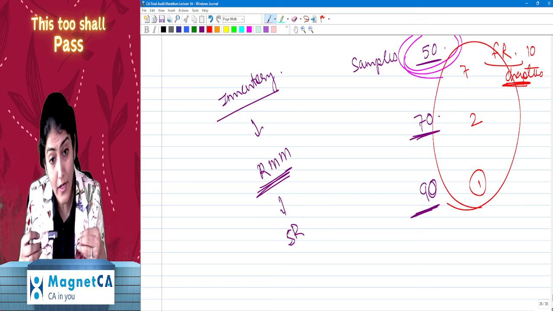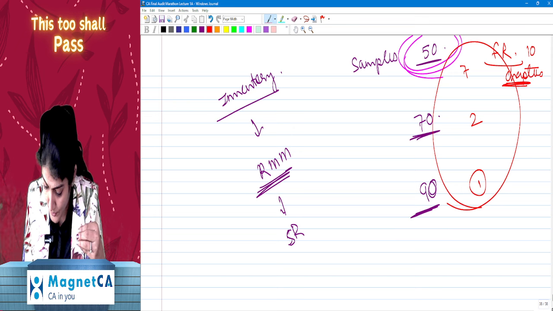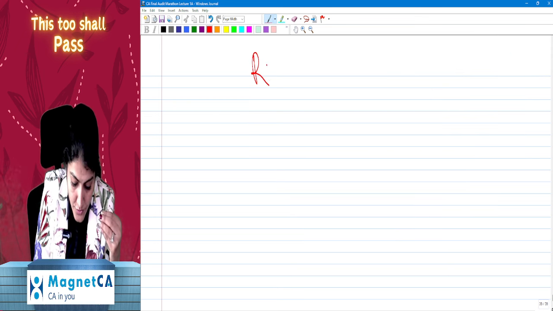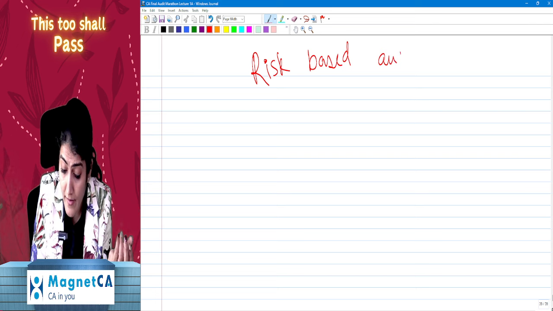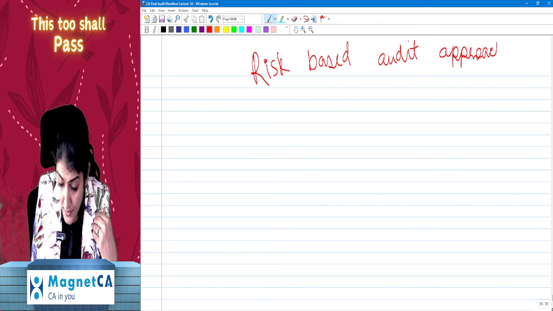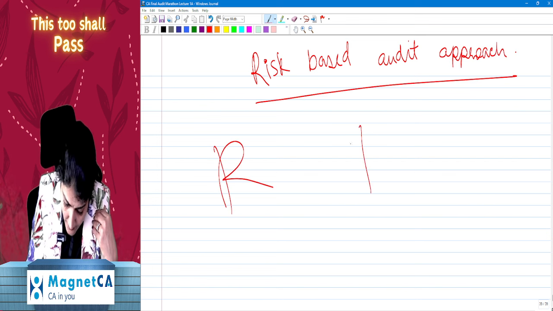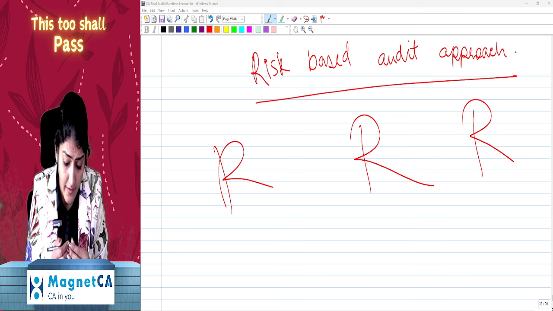Are you understanding? We go for a risk-based audit approach. And the first step in the risk-based audit approach, you know, RRR, the movie came later. We had the concept of RRR much before it came into the movie. Right? So, the risk-based audit approach talks about the RRR. What is this RRR? It is the risk.